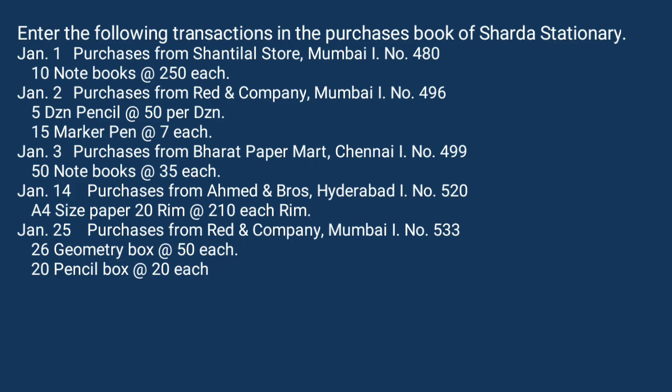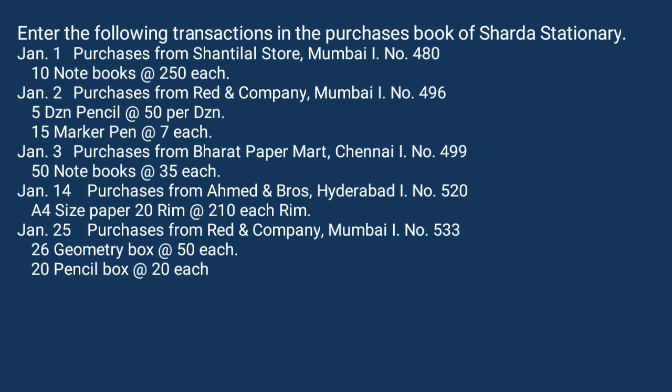Enter the following transactions in the purchase book of Sharda Stationery, and we have four or five transactions. We have to focus on the transactions. First transaction, January 1st, purchased from Santilal Stores, Mumbai. Invoice number 480. 10 notebooks at the rate of 250 each. So here we can find the amount: 250 multiplied by 10 is equal to 2500.